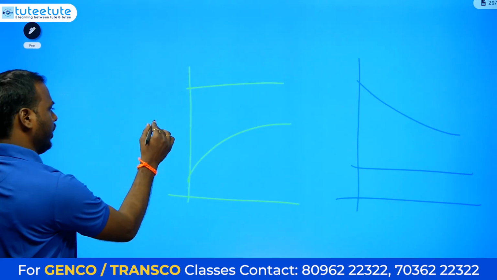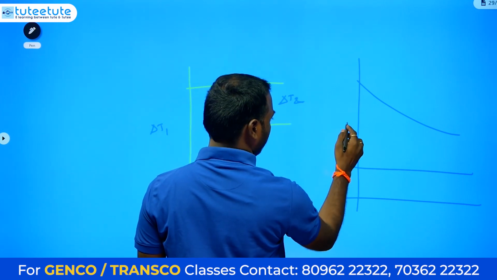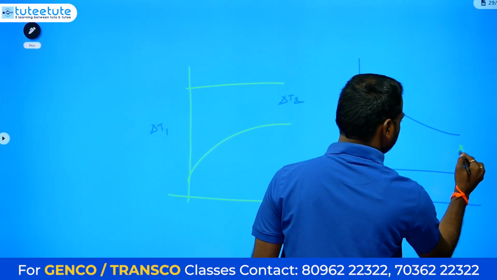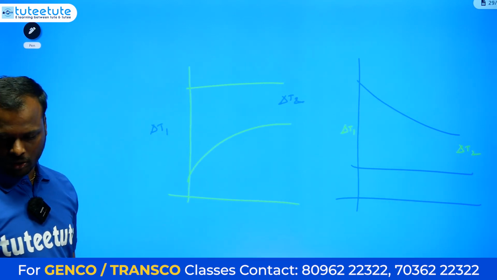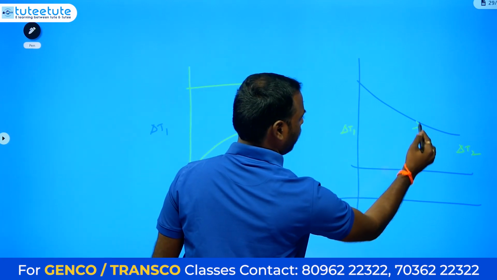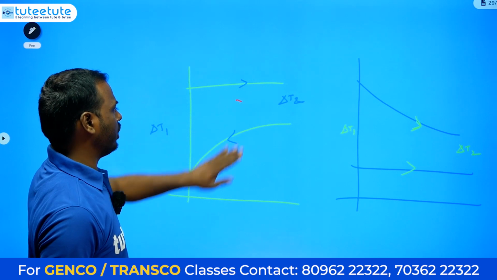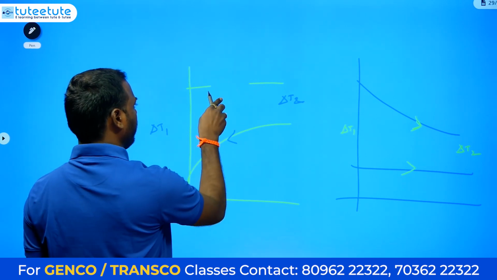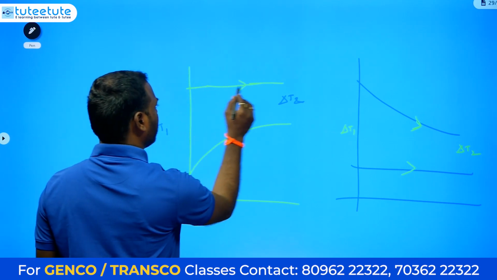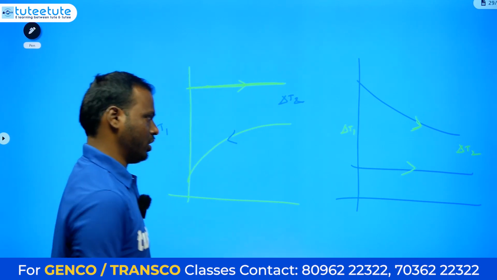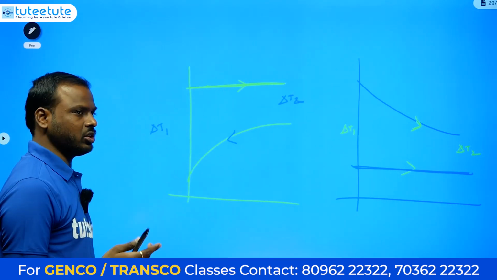Here delta T1 is this one, delta T2 is this one. Here also delta T1 is this one, delta T2 is this one. One is counter flow and another one is parallel flow. This is parallel flow, this is counter flow. You can tell only by the direction whether it is parallel flow or counter flow. In the phase, there is no change in temperature here, and here also there is no change in temperature, which means the phase is going to change.